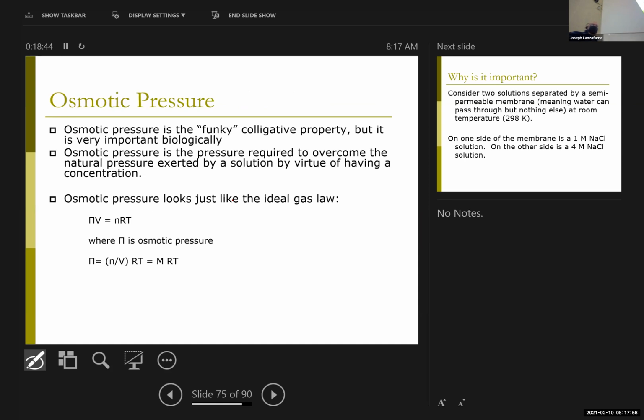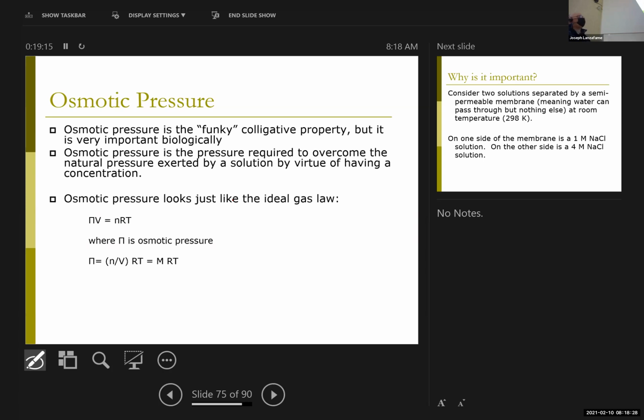Osmotic pressure, if we had tests, it wouldn't be on it. Since we don't have tests, nothing's on it. But I don't consider osmotic pressure per se to be that important as a colligative property. The only reason I mention it is because A, it does exist, and B, it does pop up in biological settings.